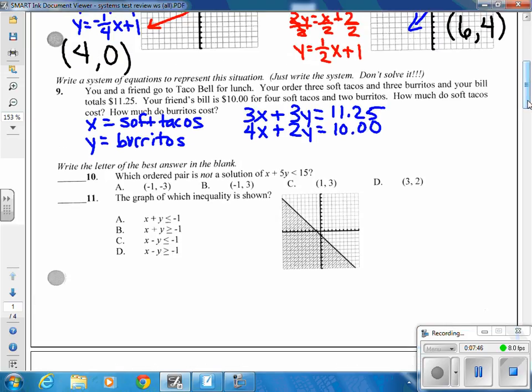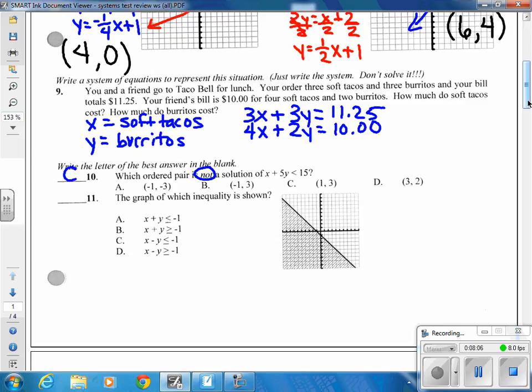For number 10, which ordered pair is not a solution of x plus 5y is less than 15? So with this, you need to plug in each ordered pair to see who does not make a true statement. Once you plug in your x and your y, it has to make something that's going to be true, or you can't pick it. All right, so if we go through, the correct answer is C.